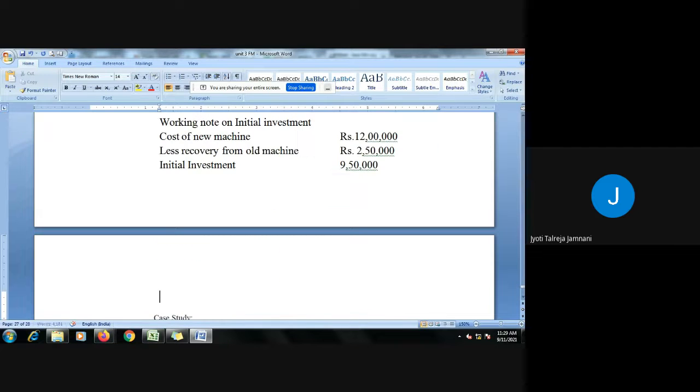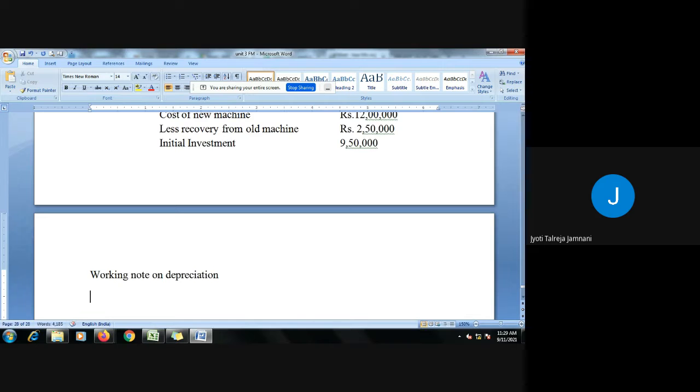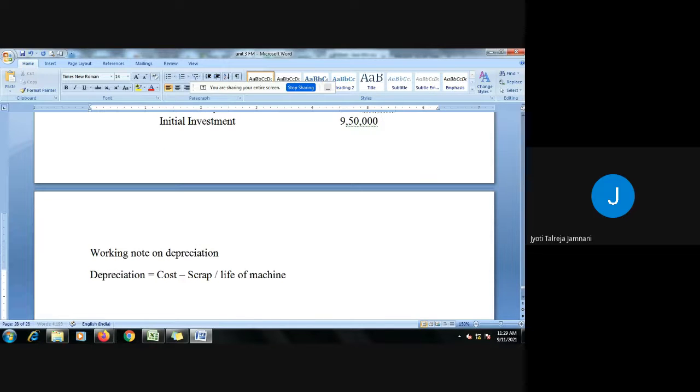The next working note will be on depreciation. They have told that the straight line method of depreciation is to be followed. They have not given the rate, so we need to use the formula. Depreciation is equal to cost minus scrap divided by life of the machine. We have to do it for both the machines, the old and new, and then we have to find the additional or extra depreciation.